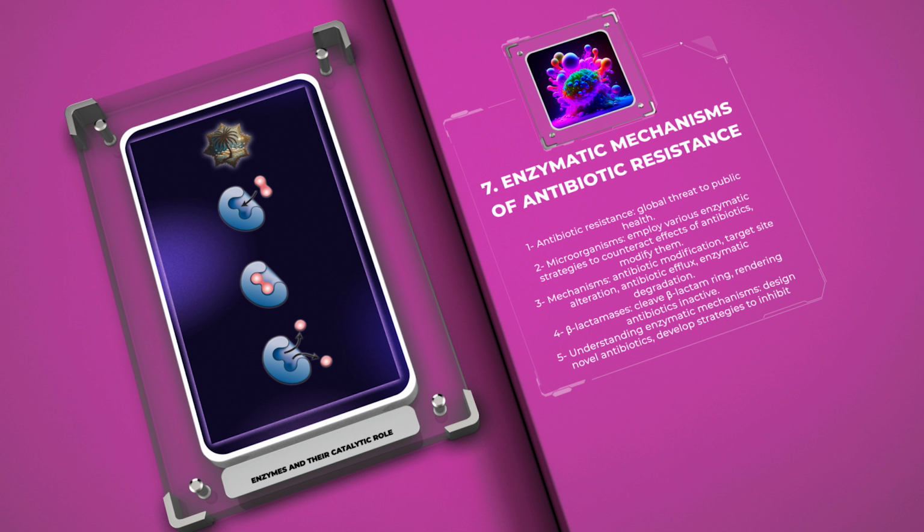Additionally, some pathogens modify antibiotic targets, such as DNA gyrase or ribosomes, causing decreased binding affinity and decreased susceptibility to inhibition. Furthermore, efflux pumps can actively transport antibiotics out of the bacterial cell, reducing intracellular antibiotic concentrations. By understanding these enzymatic mechanisms, scientists can design novel antibiotics that are less prone to enzymatic degradation or develop strategies to inhibit antibiotic resistance enzymes, thereby combating the alarming rise of antibiotic-resistant pathogens.